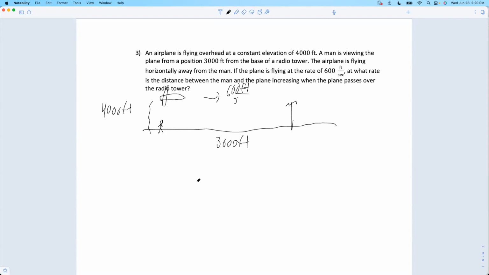Okay, so let's put the plane here in the middle. Let's say the plane happens to be at this location here. Let's call this distance here X. I can draw in this triangle here. I know this side of the triangle is 4,000. I want to know how quickly this is changing.